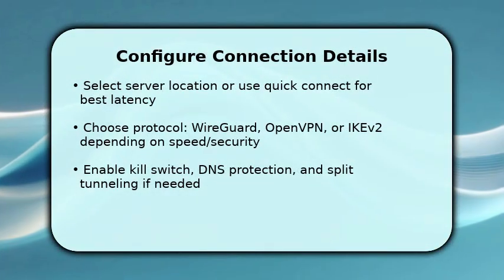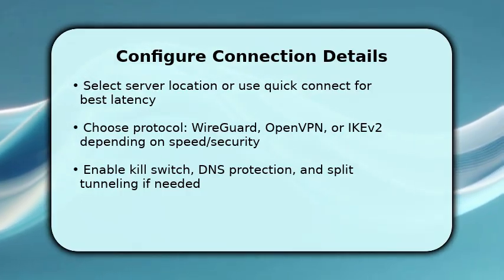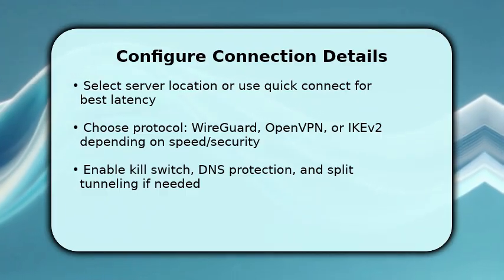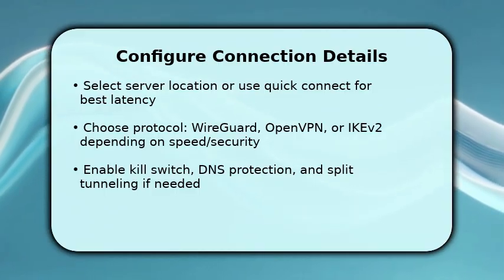You can pick a specific country or tap Quick Connect for the fastest server. Quick Connect uses latency and load to decide. Then choose a protocol: WireGuard for speed, OpenVPN for compatibility, or IKEv2 for mobile stability.